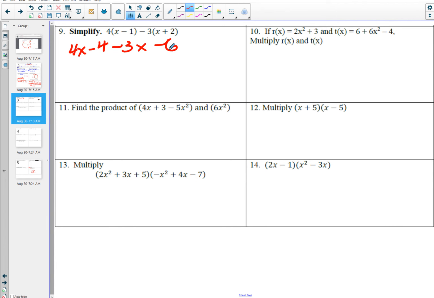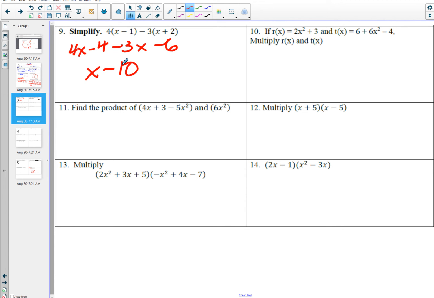Question, BJ? No. Okay. Zach, what is 4x minus 3x? Well played, Zach. And then negative 4 minus 6? Negative and negative. If you add 2 negatives, it stays negative. Go ahead, Ryan. Well played. Negative 10. Any questions here?